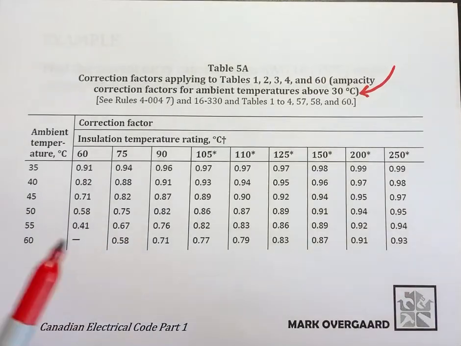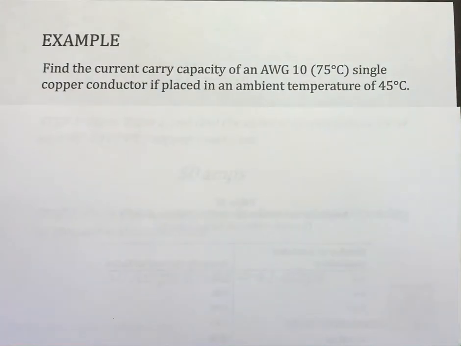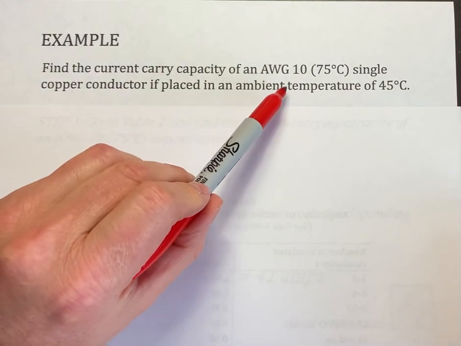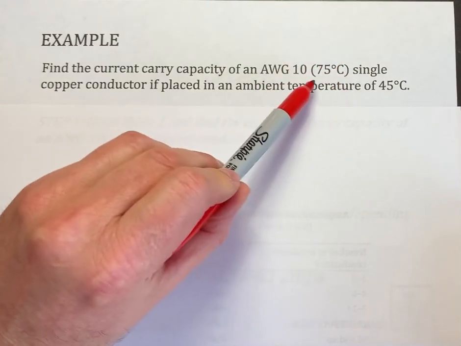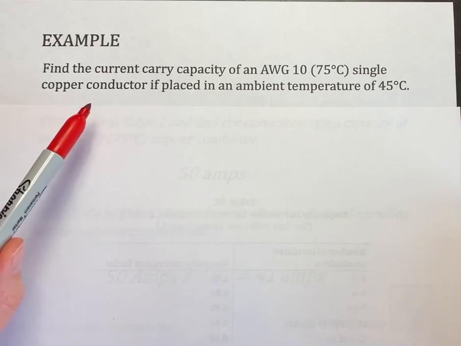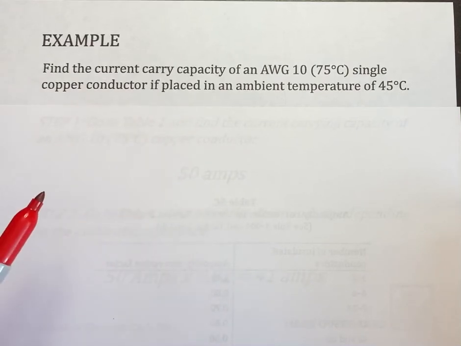So the easiest way to do this is we will go through an example. Find the current carrying capacity of an AWG number 10, 75 degrees Celsius, that's the sheathing rating, single copper conductor if placed at an ambient temperature of 45 degrees Celsius. So we've passed that 30 degrees Celsius ambient temperature limit. Now, where do we start?